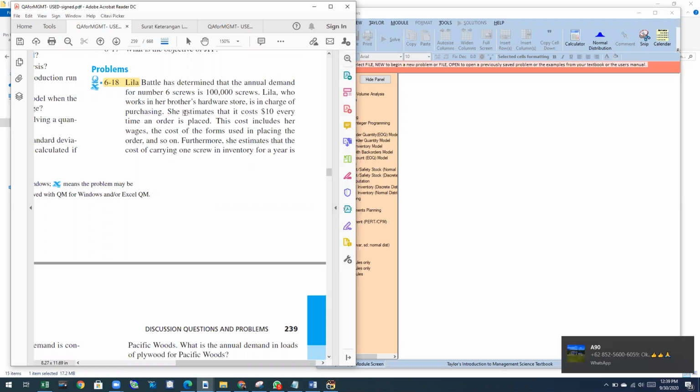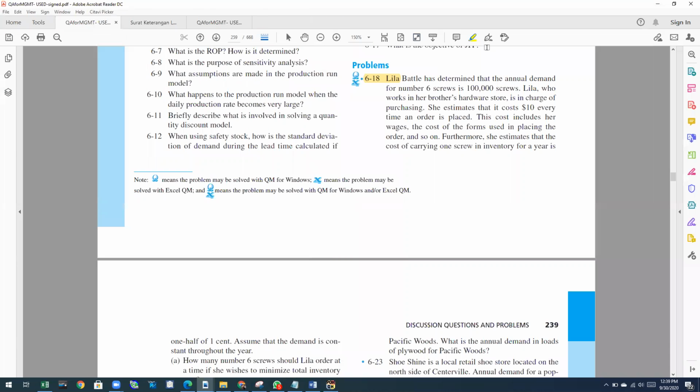In problem 618, it says that Lila Battle has determined that the annual demand for number 6 screws is 100,000. So here we have the annual demand in place, and it's 100,000 screws. Also, Lila, who works in her brother's hardware store, is in charge of purchasing. So she estimates that it costs $10 every time an order is placed.